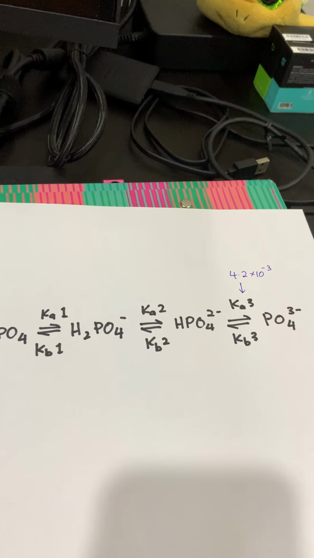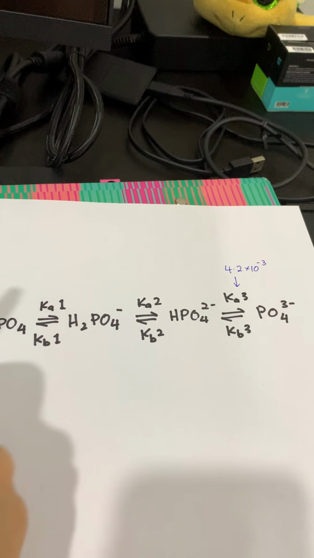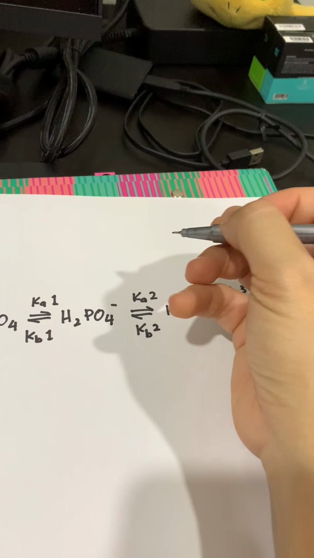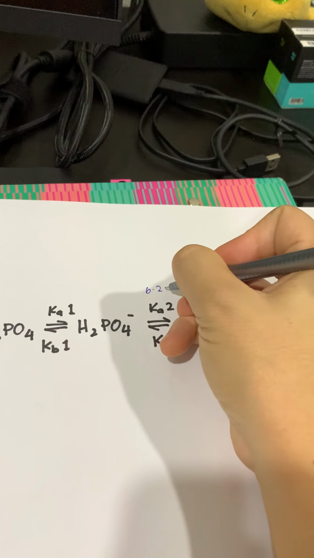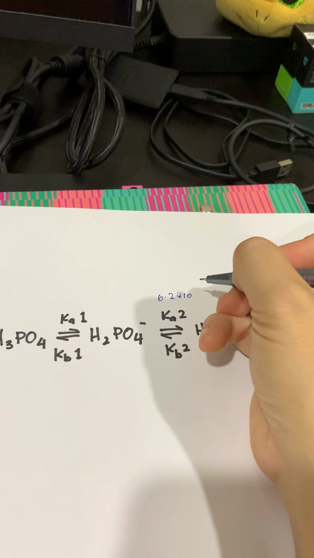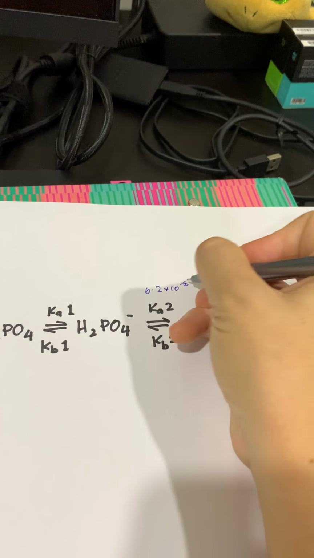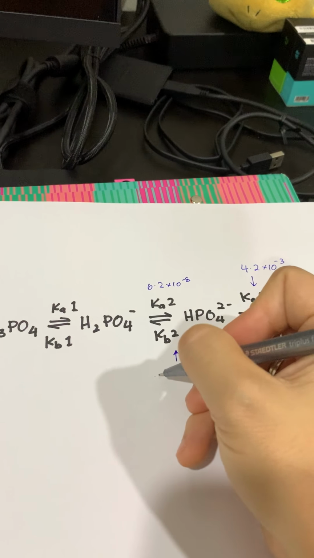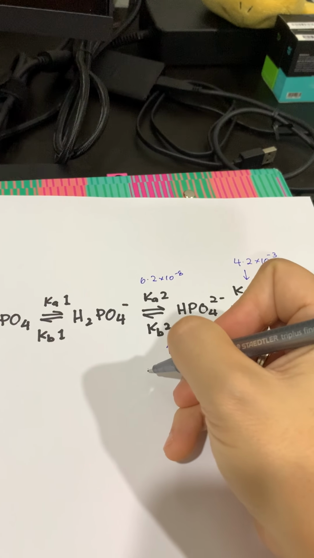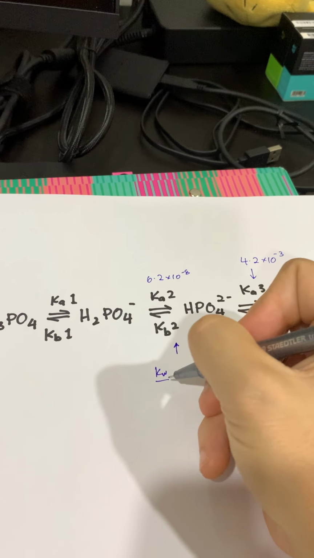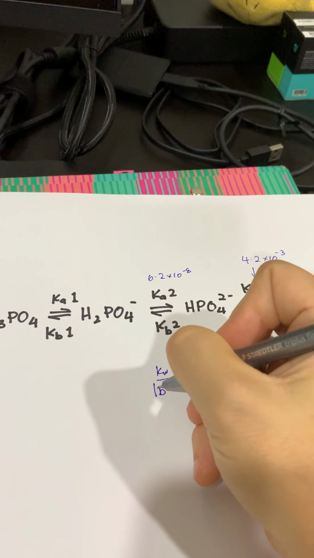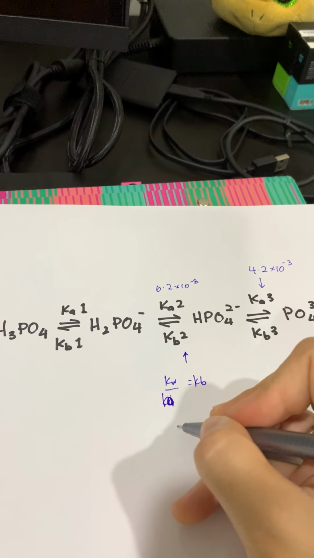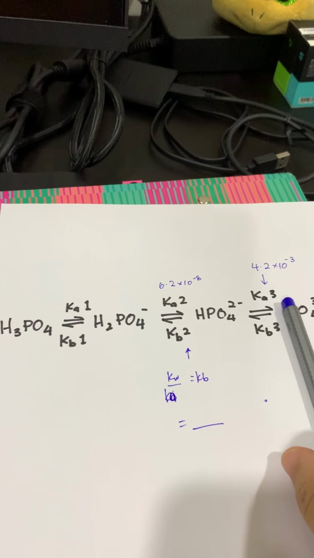So the Ka value for that, you would look at Ka2, which is 6.2 times 10 minus 8. Now you have to calculate the Kb. That's what we want. So you would calculate this, Kw divided by Ka equals Kb, which equals, I don't know, I don't have my calculator with me.